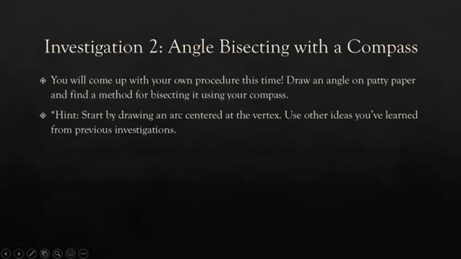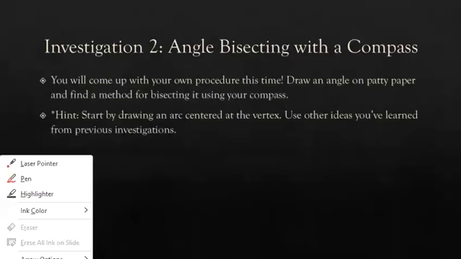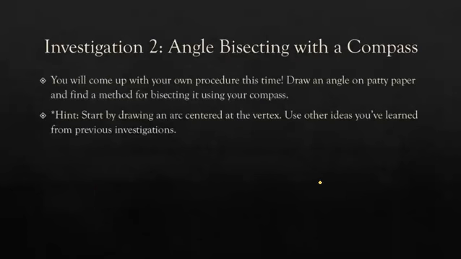Start by drawing an arc centered at the vertex. So here is our angle. If I center an arc here, so I'm going to put my compass point here, and I'm going to just draw an arc across my angle. What does that mean about this point where the arc intersects this side of the angle and the other side of the angle? It means that this distance is the same, right? Because your compass setting didn't change as you drew that arc. So if this is X, then this is X.